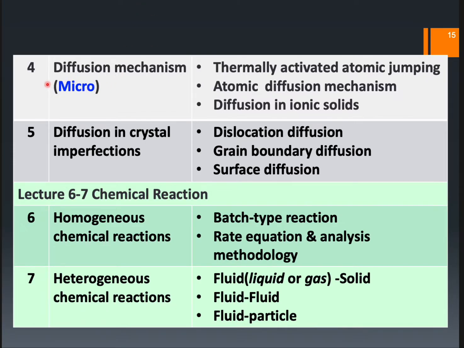In lecture 4, we taught you how the atoms diffuse through crystal materials on the micro scale. And we also showed you several different types of atomic diffusion mechanisms, not only in metals but also in ionic solids. In lecture 4 we focused on single crystals, and in lecture 5 we introduced crystal imperfection sites to you and helped you deal with materials with polycrystalline structures.